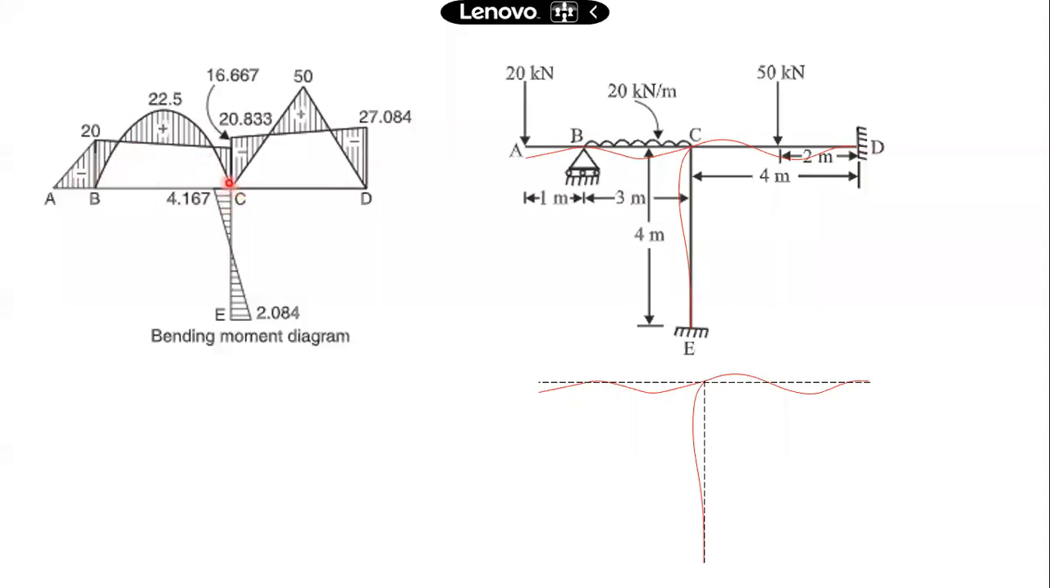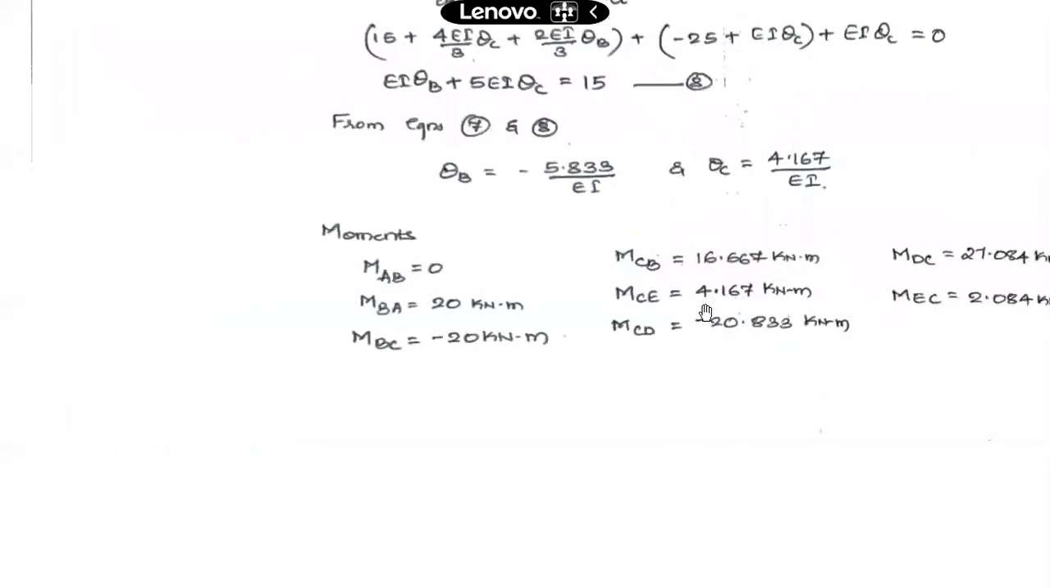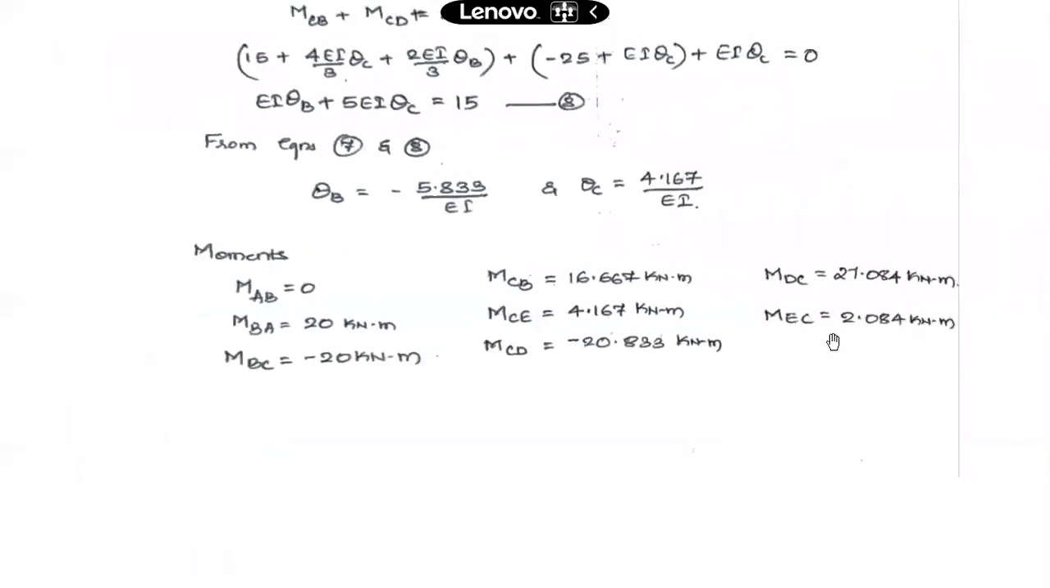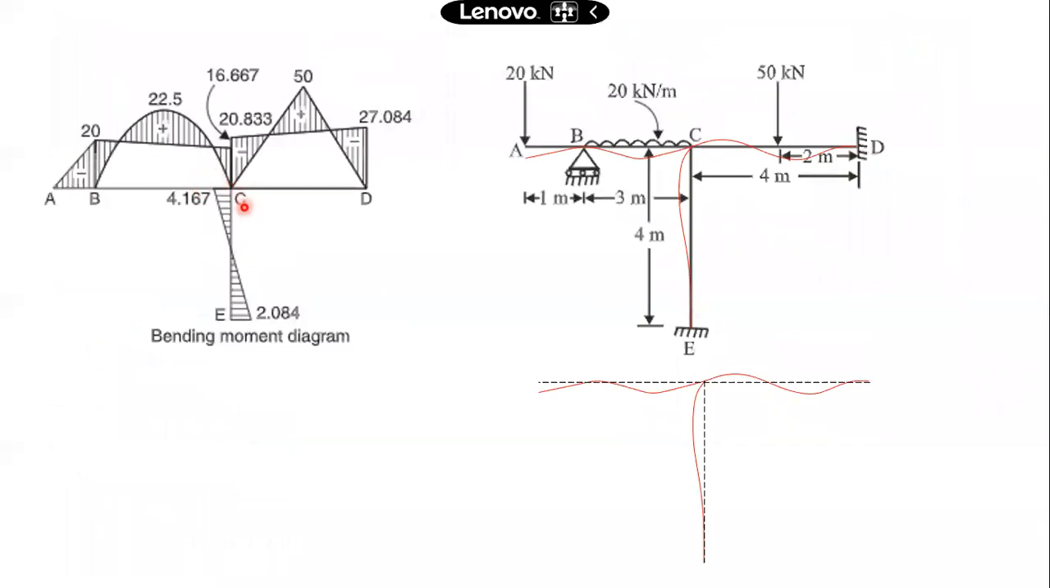Now for the column, I have told you, look into the moment direction, what is applied over there. CE and EC both are clockwise. If you can see, CE is plus 4.167, EC plus 2.084. Both are clockwise. So I have the clockwise moment applied at CE.